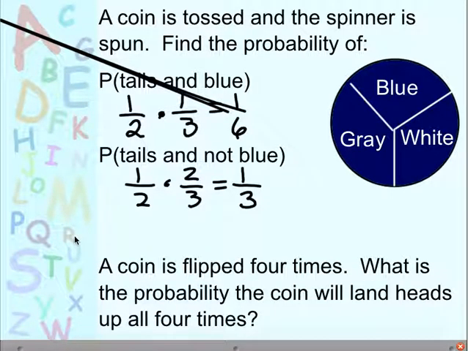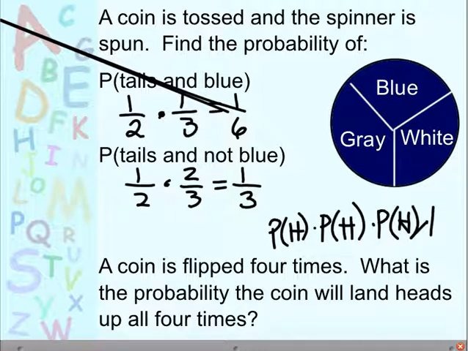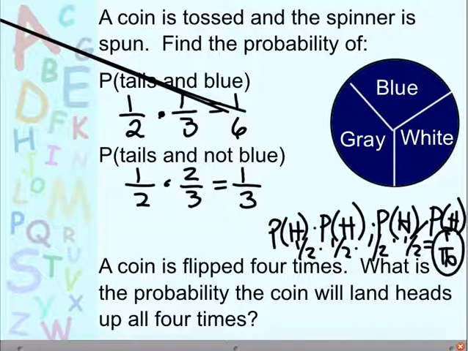Okay, and I guess this one will be my last one. A coin is flipped 4 times. What's the probability the coin will land heads all 4 times? Well, we need probability of heads times probability of heads times it twice more. And for each of these, the probability is 1/2. So when we multiply that up, we say 1/2 times 1/2 times 1/2 times 1/2 is 1/16. We have a 1/16 chance of getting heads all 4 in a row.